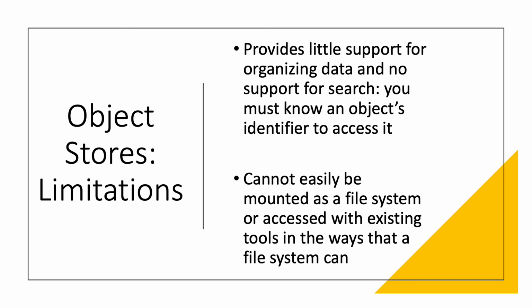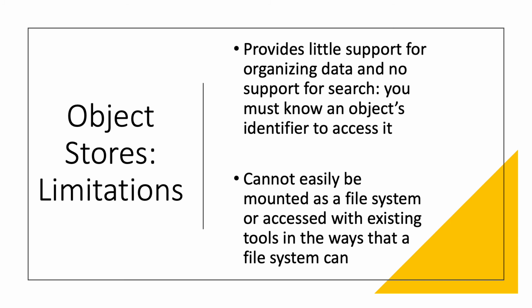What are the limitations? Well, there's not really very much organization to this system. You have containers or buckets, and you have blobs, you have objects. That's it. You have to know the object's identifier to access it. And remember, they're unique identifiers, which means sometimes you're going to be naming them things that aren't really all that easy to remember. But it means that you have to know the name.